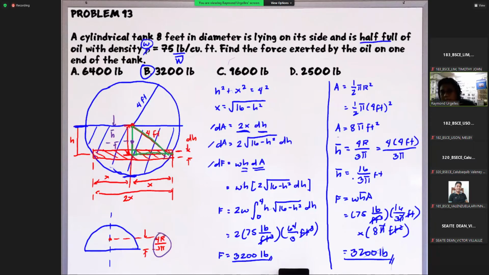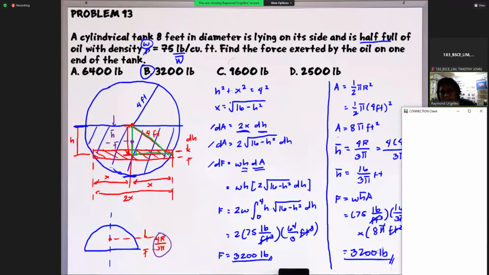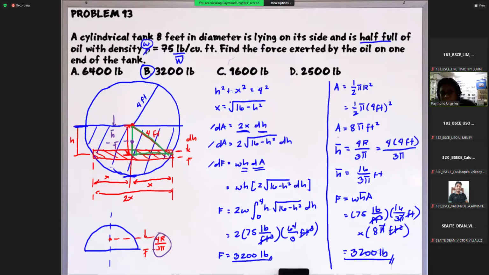Again, yung pinakamagandang gawin pa rin dito is to memorize the area and the location of the centroid for different figures, especially conic sections, kasi sila yung madalas lumabas, saka yung mga part nila. For example, mga semi saka mga quarter, kasi lumalabas din yan sa board exam. Then we have triangles, then we have rectangles. Yun lang naman yung madalas lumabas sa board exam.